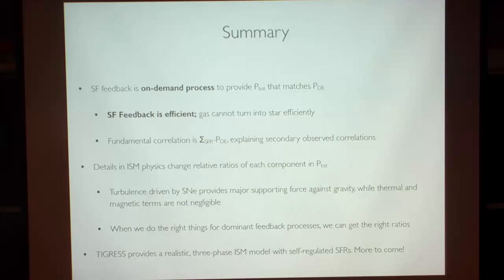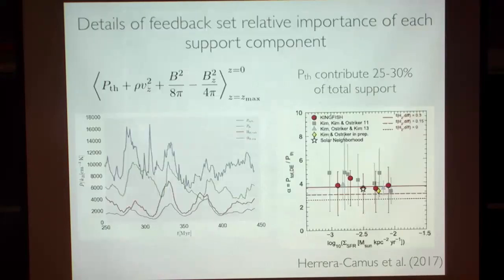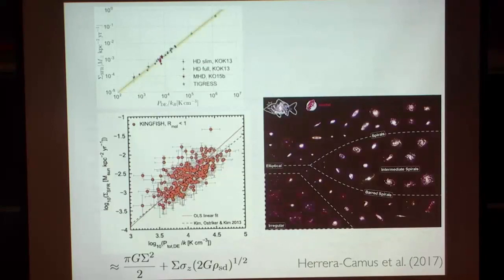So I understand that you are arguing that the details of the feedback aren't so important because you achieve this equilibrium where, if the feedback is less efficient, then you have more star formation and things are self-regulating. But then what is this 1% star formation efficiency number telling us? Is your goal to eventually predict that? So actually that is quite interesting.